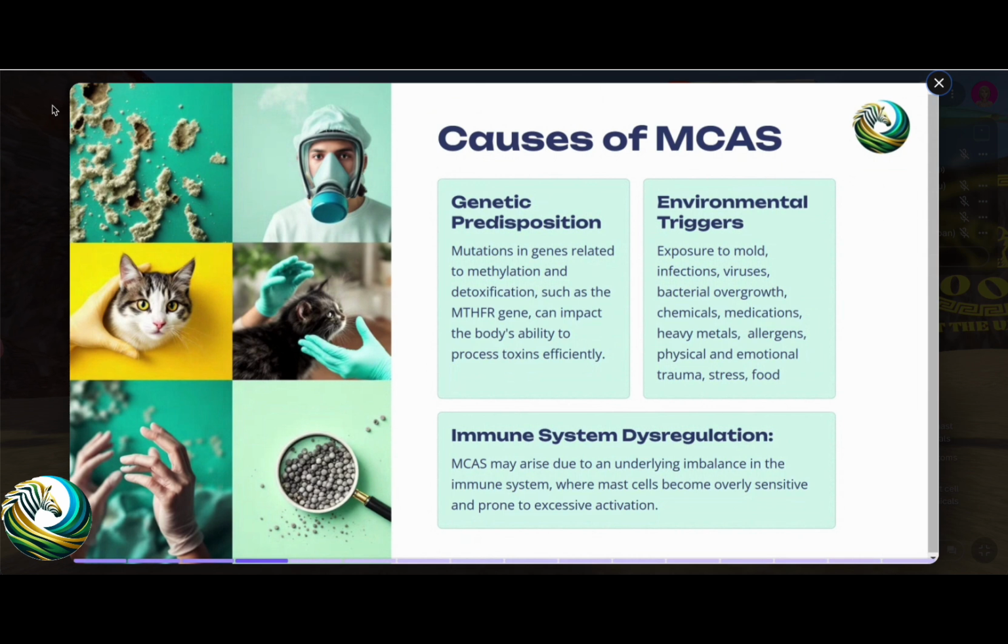And other things can also trigger mast cells, like environmental triggers, like exposure to mold, infections, viruses, sometimes bacterial overgrowth, getting exposed to certain chemicals. Sometimes some medications actually have side effects that impact the mast cell. Sometimes also physical trauma and emotional stress, which trigger your sympathetic nervous system.